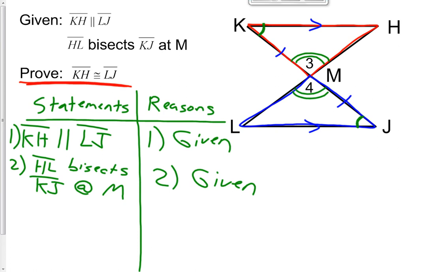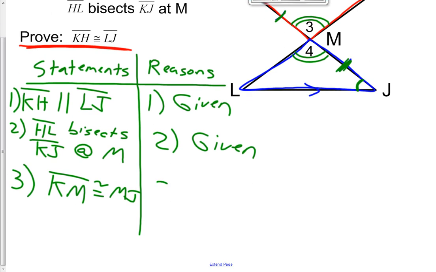Alright, what else did we say here now? We said that KM is congruent to MJ. We said that because M is the midpoint, or because HL bisects KJ. So it's the definition of what a bisector is. A bisector cuts a segment into two congruent segments. So it is the definition of a bisector.